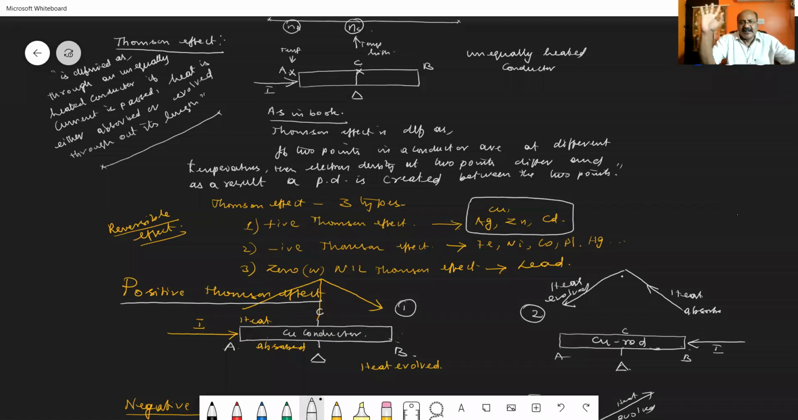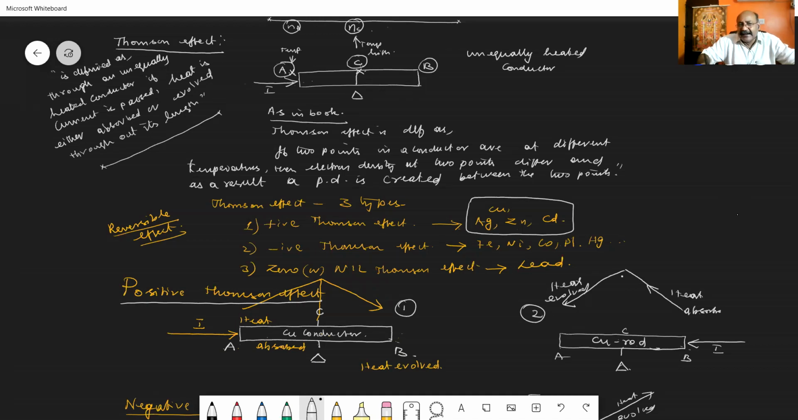What do you mean by this Thomson effect? See, in order to study about the Thomson effect, we have to consider a conductor which is unequally heated. That is, at different points in the conductor, the temperatures are considered to be different. Here I have drawn a diagram of some conductor AB, and the center of the conductor is taken to be C. I'm heating the center point. So the ends are at a different temperature compared to the center. So this conductor is an unequally heated conductor.